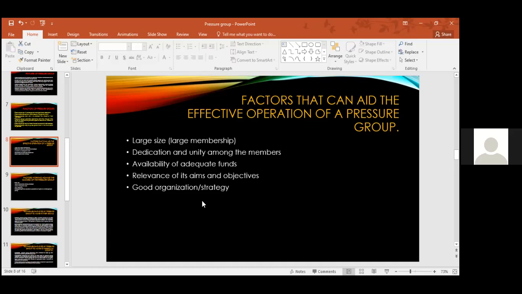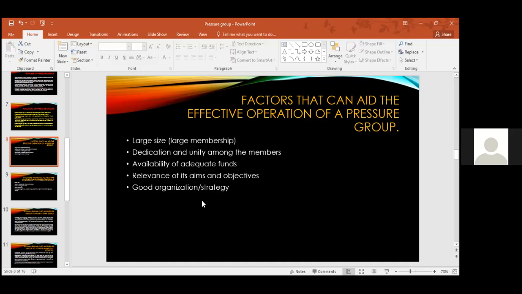So once these aims and objectives are static, they are there, it is recognized, it would actually promote their operation because everybody knows what their aim and objective is. But if you create a pressure group that does not have an aim or an objective, it is just there. Okay, what are you people doing? We don't have an aim, we don't have anything. It won't be respected and they won't be effective at all. But once there is a relevant aim and objective, it will definitely be effective.